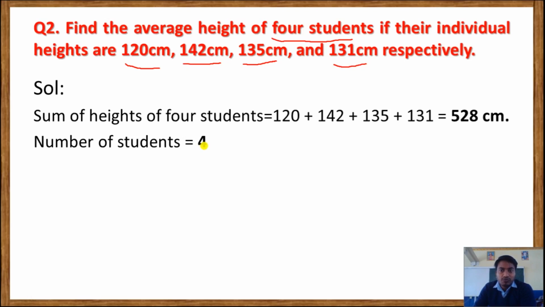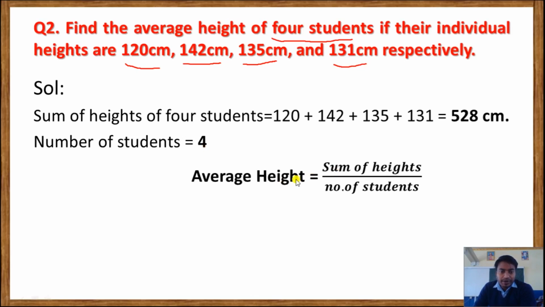Now finally we have to find the average. How to find the average? We use the formula. Here we write average height, because the data is in height. Average height equals sum of heights divided by number of students. The sum of heights of 4 students, which we got here, is 528 centimeter, divided by the number of students.